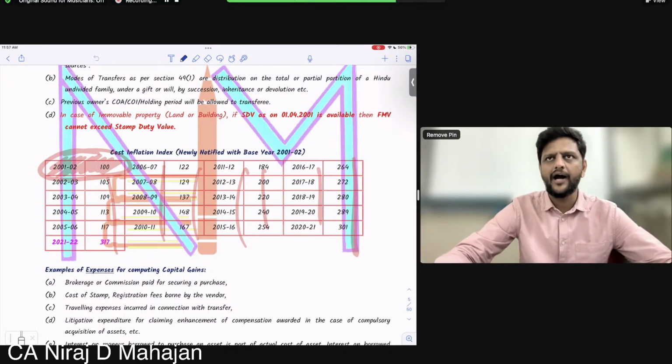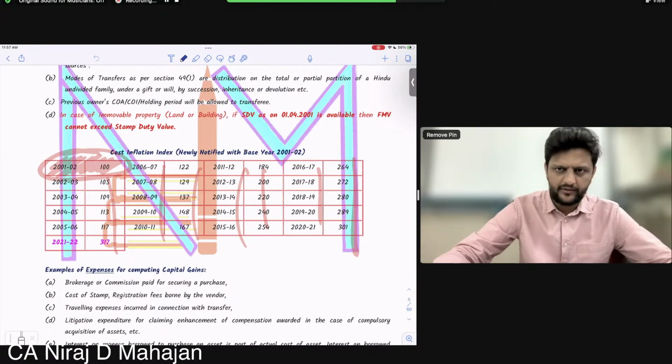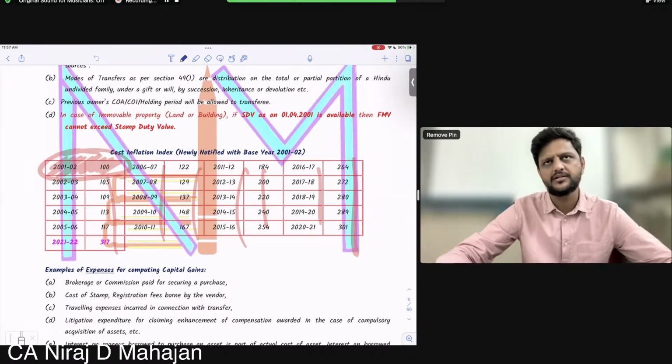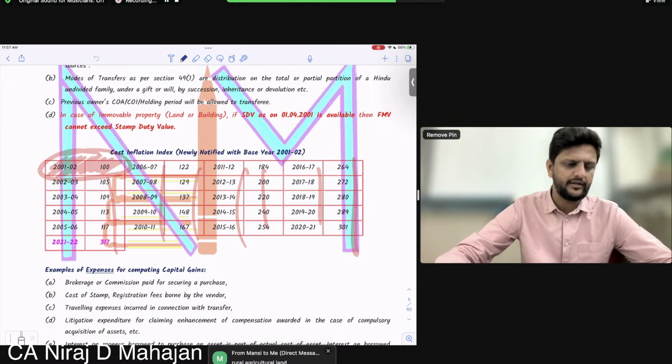Jewelry, artifacts, archaeological collections, paintings, drawings, sculptures, or any other work of art. Ornaments include everything, including precious or semi-precious stones and alloys and metals, whether on the wearing apparel or not. Clear? And another important exclusion: rural agricultural land situated in India will not be treated as a capital asset. Let's go ahead.